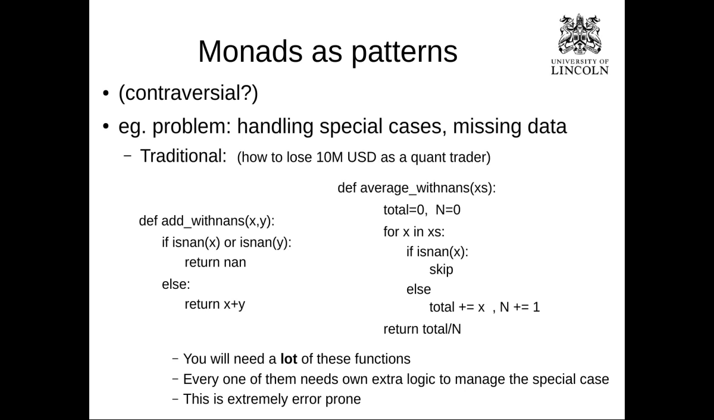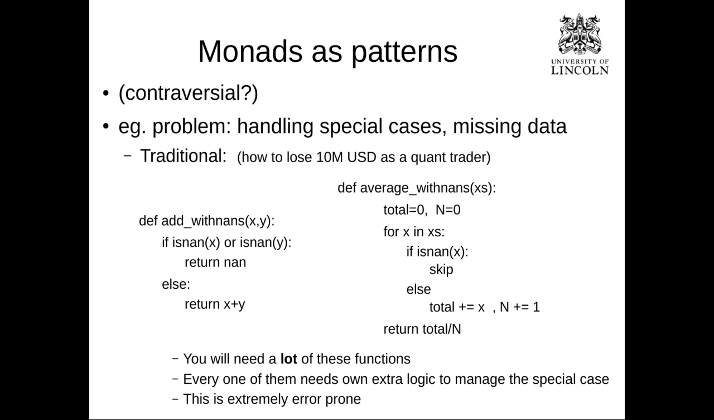So for example, here's an add function, very simple function, add two numbers together. But we're going to add this bit of logic at the beginning that checks each argument, tests if it's a NaN, and it does something special. In this case, it's just going to return a NaN as the result of the addition. And otherwise, it's going to pass it to the usual calculation.